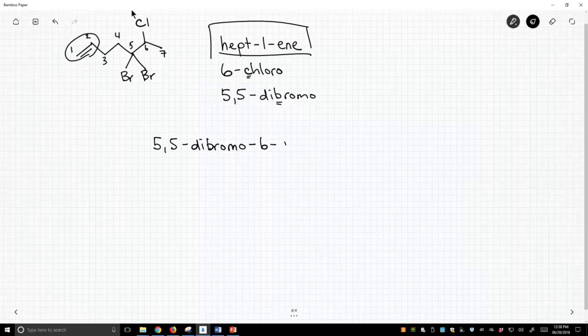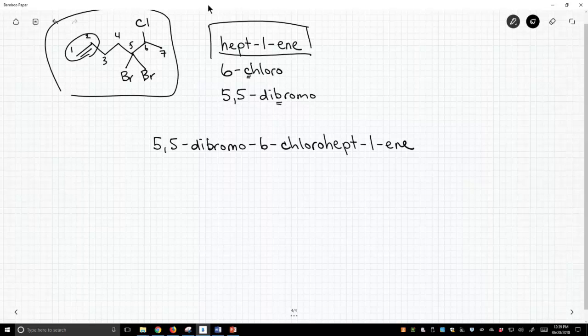dibromo, 6-chloro. Note that we added the hyphen there to separate the end of the bromo and the 6. 6-chloro, and this is all one word. There's no number here, so we don't need a hyphen. Hept, now we need a hyphen. 1-ene. No spaces, just commas and hyphens to break up the word as needed between the numbers and the letters. And that's our name for this relatively simple structure.